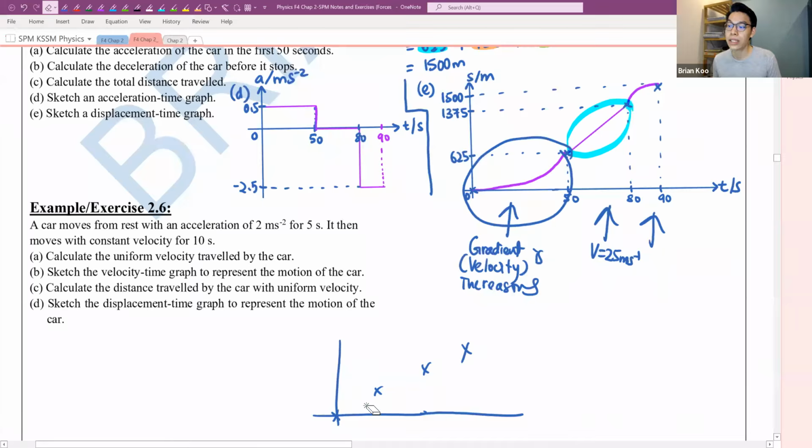Then you ask yourself a simple question. Or you can just remember accelerate is curving upwards like that. This is for the displacement graph. Don't draw the wrong graph. Then constant velocity causes constant gradient. And then flattening out means decelerate.